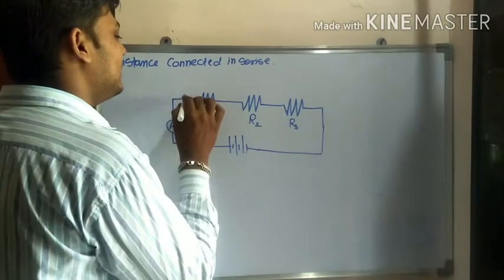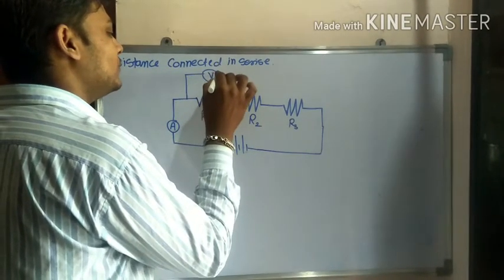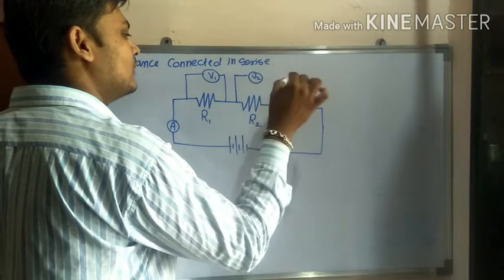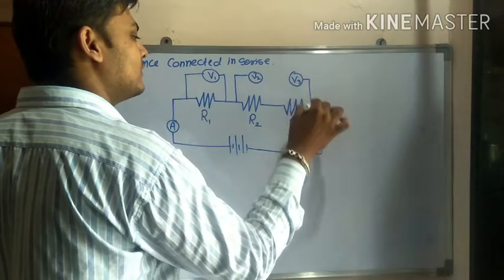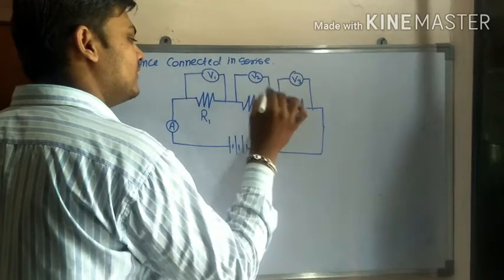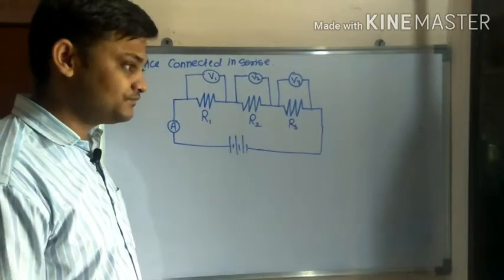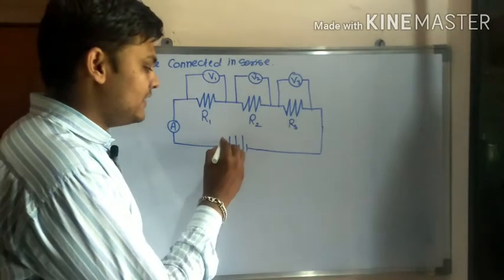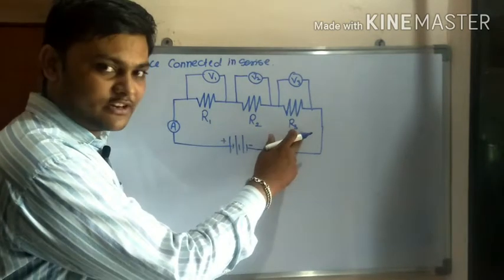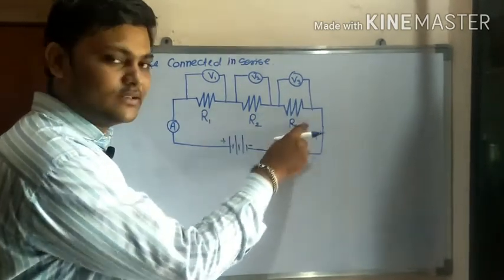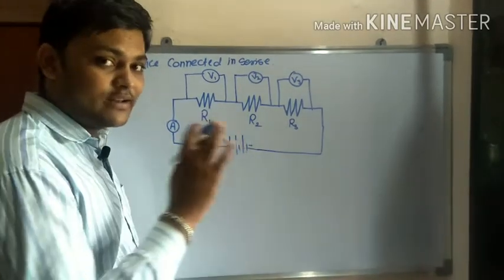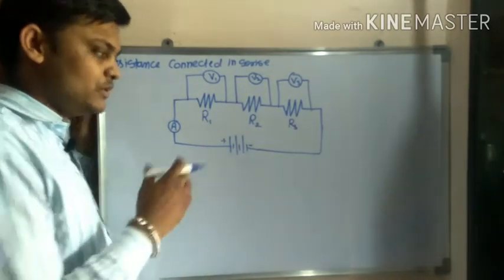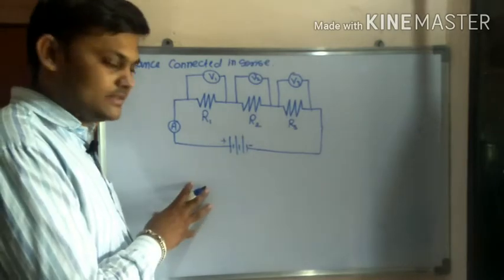Next, we apply voltmeters for the potential difference: voltmeter V1, voltmeter V2, and V3. As we know very well, in this diagram the resistors are connected one after another: first resistor, then second, then third. The number of resistors you can connect in series is not limited to 3, it is dependent on how many resistors there are, so we can apply this formula to any number of resistors.